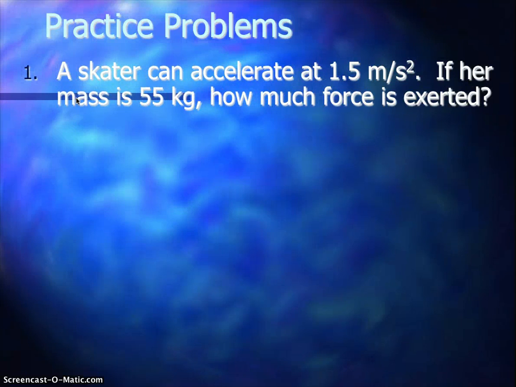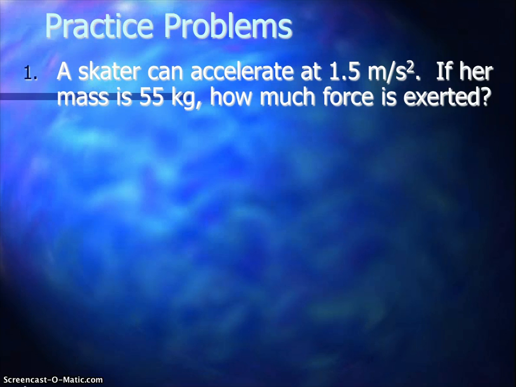A skater can accelerate at a rate of 1.5 meters per second squared. If her mass is 55 kilograms, how much force is exerted? As you can tell, there is probably only one equation that you know of right now, which is F net is equal to ma.